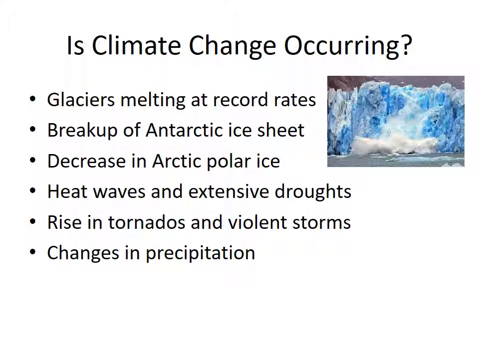There's heat waves and extensive droughts all over the world. Having said that, surprisingly, the precipitation worldwide has increased 1%, which means some areas are in drought and others are in flood. The largest decline of rainfall has been in the tropics, which is strange because that's where we should see the most rainfall. There's been a rise in the number of tornadoes and violent storms. There's been changes in precipitation.